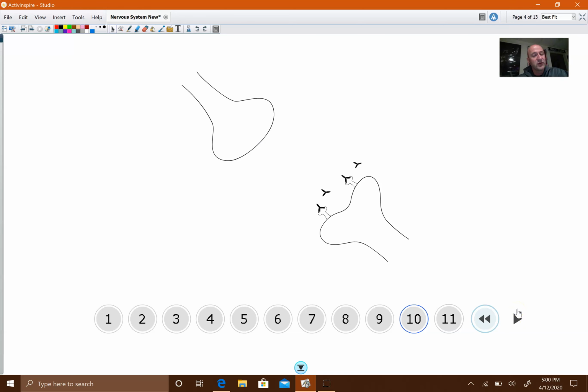Or it could also inhibit that second cell from firing. It could be excitatory, which excites the second cell and makes it then have an electrical impulse, or inhibitory, which tells it don't fire, which is probably the reason why you're not twitching uncontrollably as you're sitting down right now. A lot of inhibitory neurons are controlling your muscle coordination.